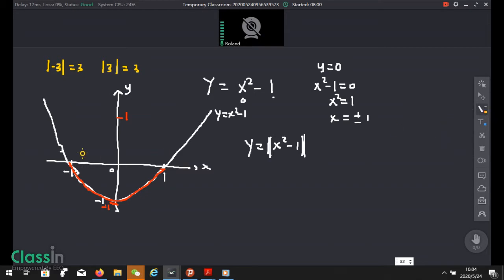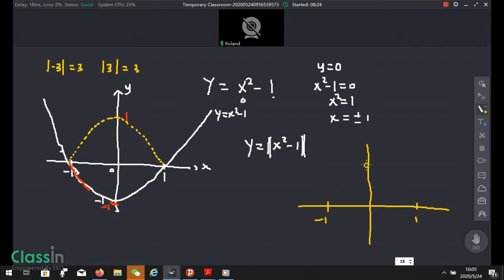So let me use yellow. It will be reflected across this line in this shape. So this section will not be there. So the shape of the graph will be like this. This is -1, 1, 1. The shape will be like this, reflected across this, and then like this.